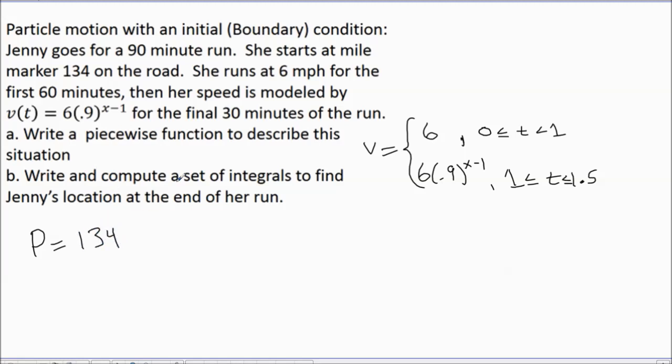I mean, think about it this way. Let's say she ran 6 miles. She started at 134, and then she would end up at 140. She ran 6 miles. I don't know how far she ran, but I do know how to figure it out with integrals. Okay, and she had 2 different things that happened in her run.